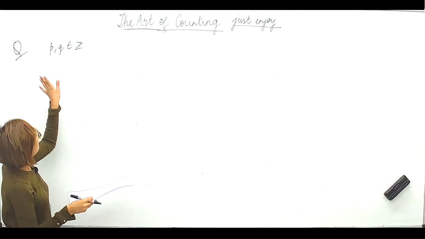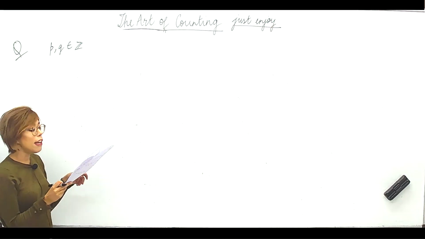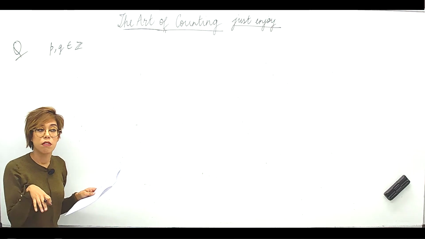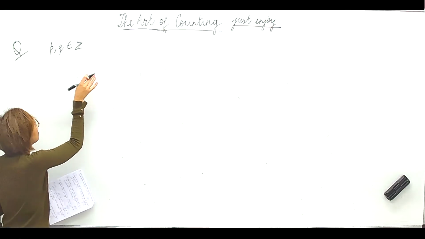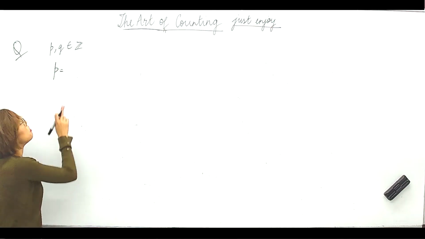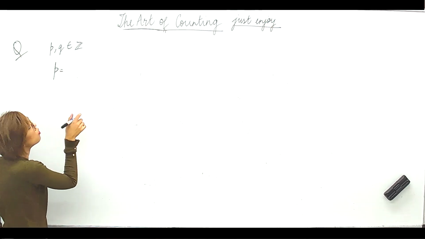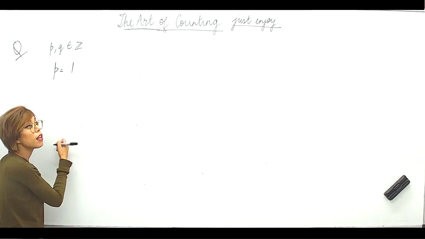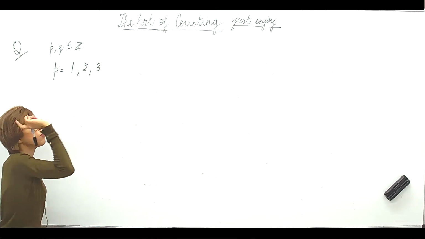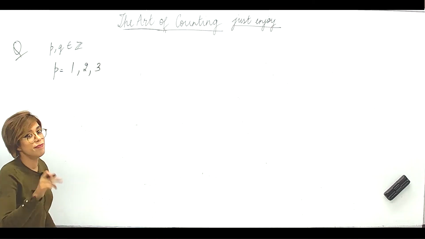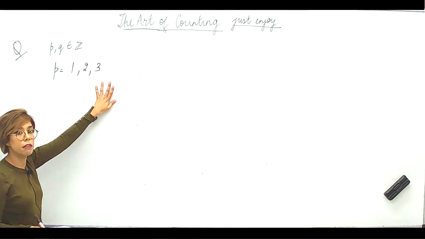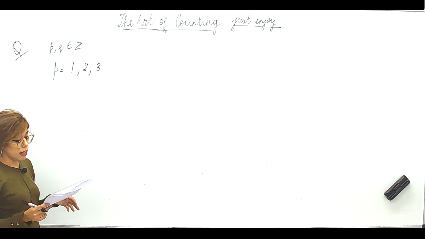Now he says P and Q belong to integers, and if P lies between 1 and 3, both inclusive. P lies between 1 and 3. So what are the possible values of P? Integer, right? 1 and 3. So can it be 1? Yes. After 1, integer 2. After that 3. Both inclusive. 4? No. So these are the possible values of P. Right? Just 3 possible values.